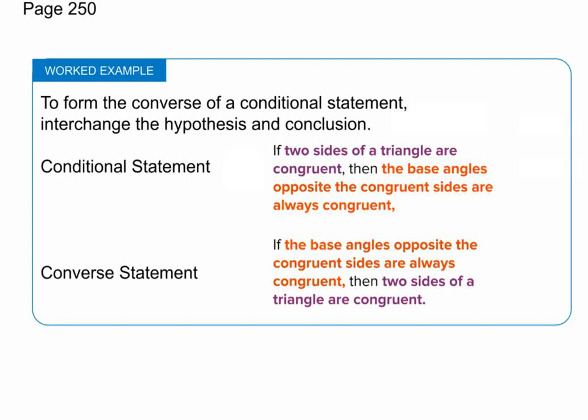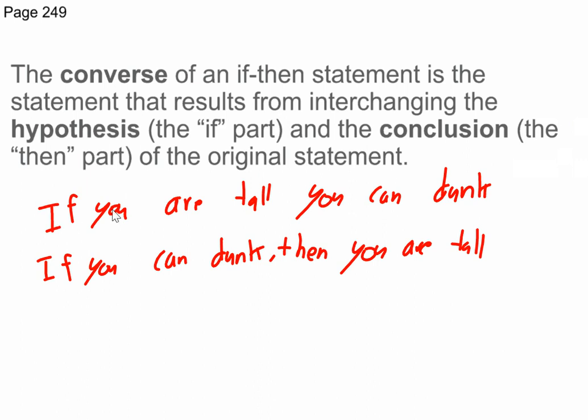So that's a converse. Now, not all the time will this be true. Going to this one, some people are tall and they can't dunk, and some people are not tall, but they can dunk. So in this case, both of these statements aren't true.